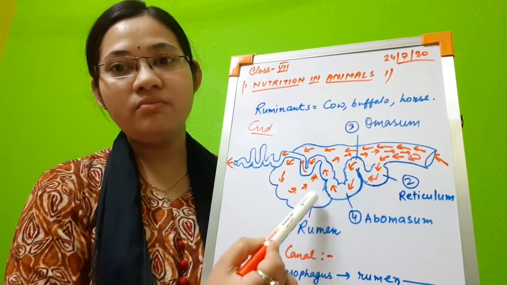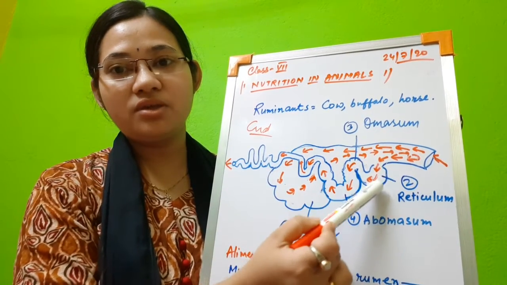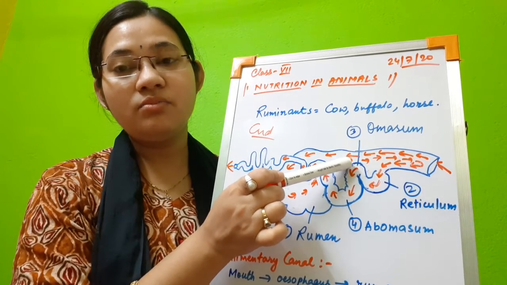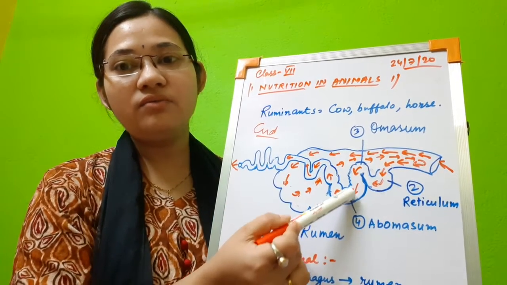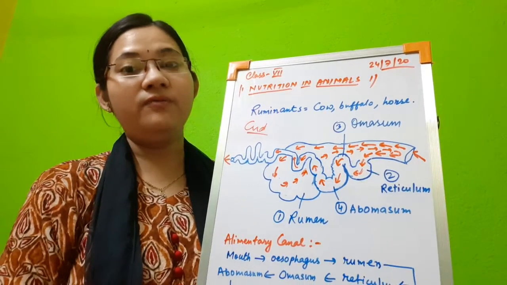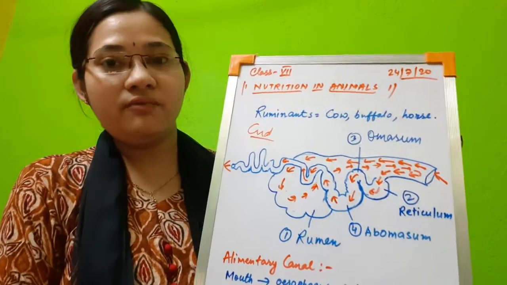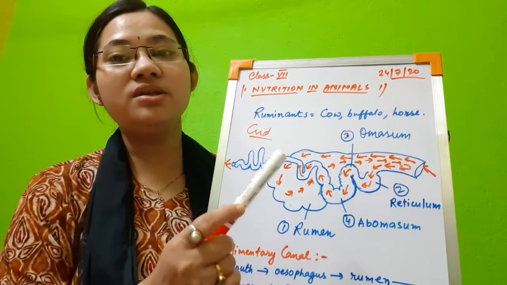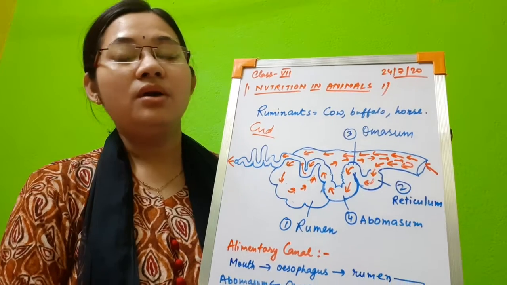So first is rumen, then this small portion is called reticulum, then this topmost portion is called omasum, and this downward portion is called abomasum. They are totally different from each other because different types of digestive enzymes are released. So please remember there are four chambers in the stomach of ruminants.